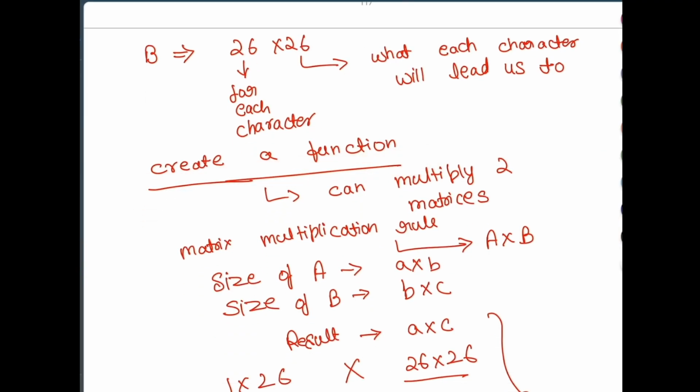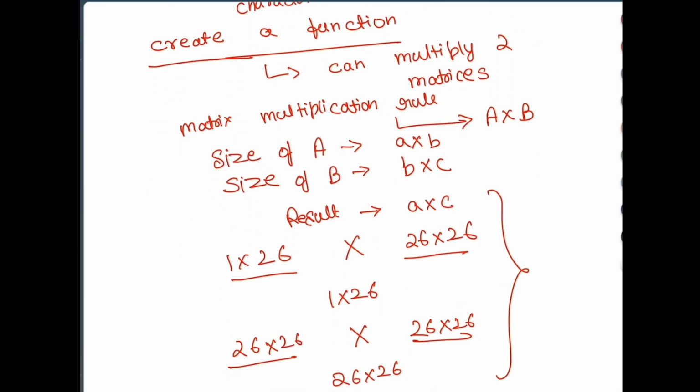Now this is a very simple function which you will create, which can multiply two matrices. You have to do matrix multiplication. So let me show you what are the rules for matrix multiplication. Let us say you have to multiply two matrices A and B. Then the rule is the size of A should be A by B, A rows, B columns. Then the size of B should be B by C, B rows and C columns.